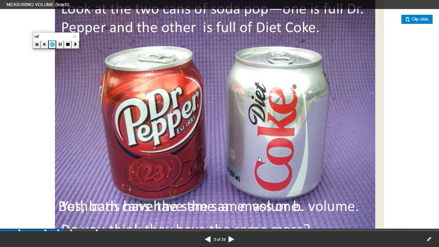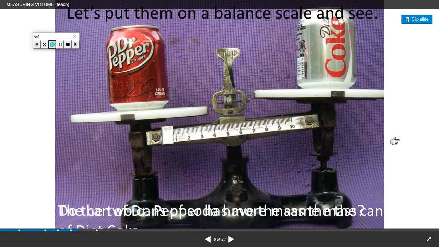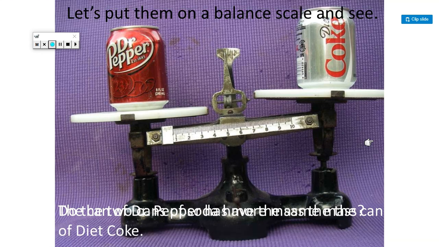What about the mass? Let's bring a balance again. Oh, this red can weighs more than this one. So the mass of this red one is more than this. But for the volume, they are the same. They take up the same space. Now I can differentiate between mass and volume.